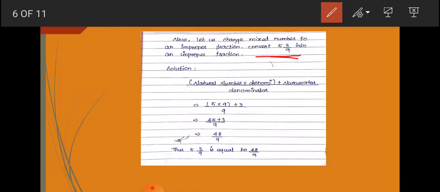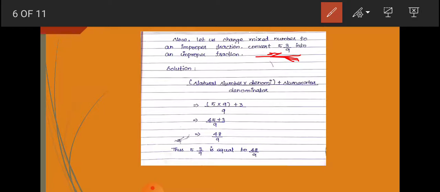What we have to do is multiply the natural number by the denominator. Natural number means this 5 is a natural number. We have to multiply it with the denominator. Here which number is the denominator? 9 is the denominator. Plus we have to add the numerator, divided by the denominator.